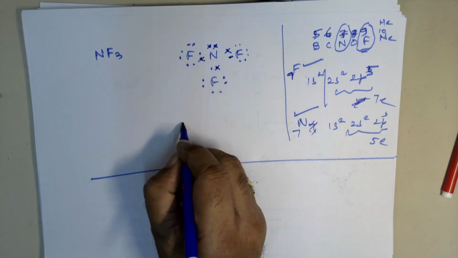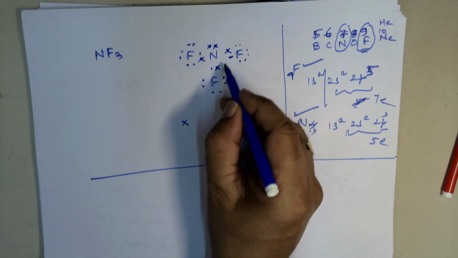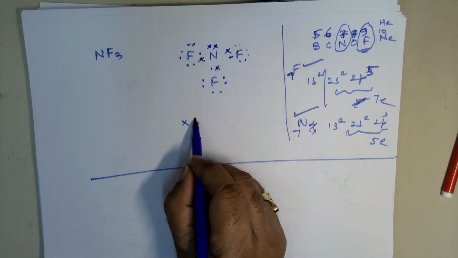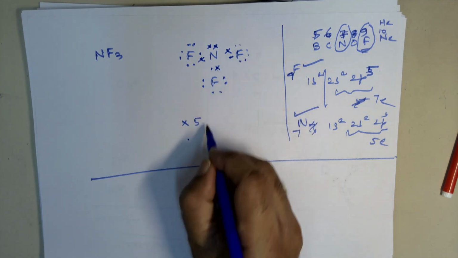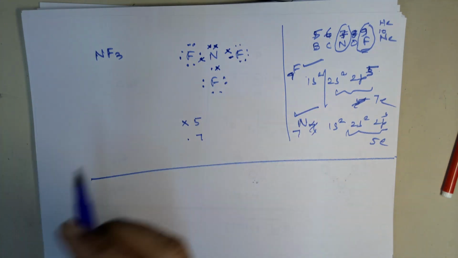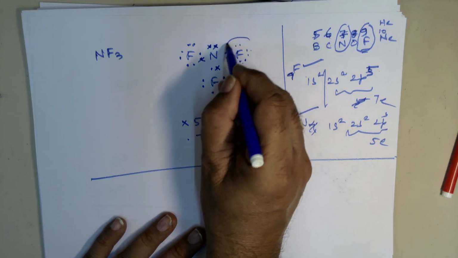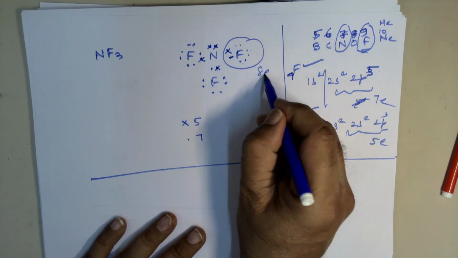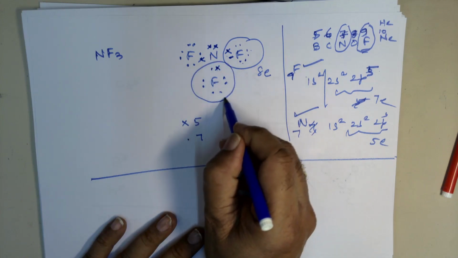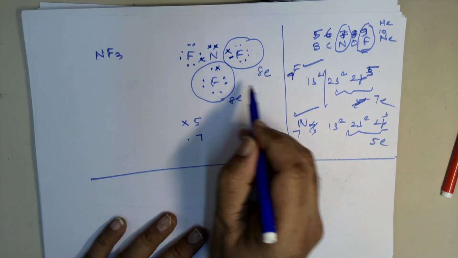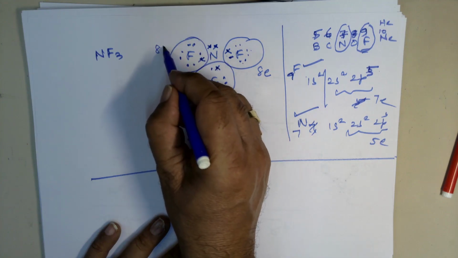Now, what about the nitrogen? It has 2, 3, 4, 5, right? Each fluorine has 7 dots, but as a combined one, 2, 4, 6, 8, octet configuration. Octet is obeyed. Here, 2, 4, 6, 8. Octet is obeyed.